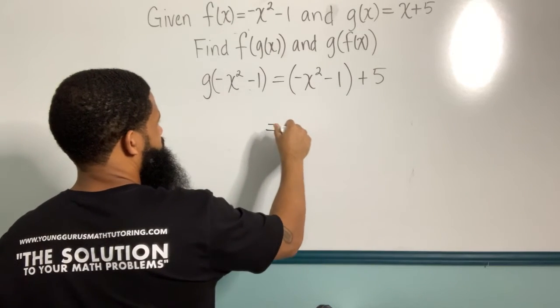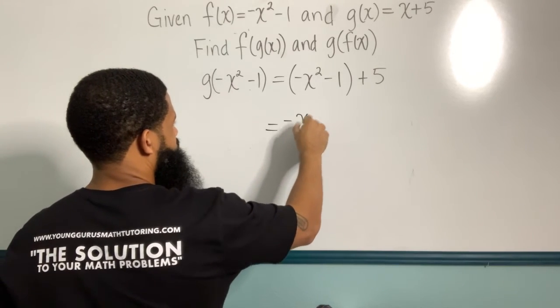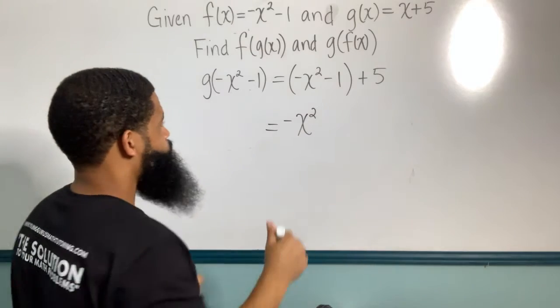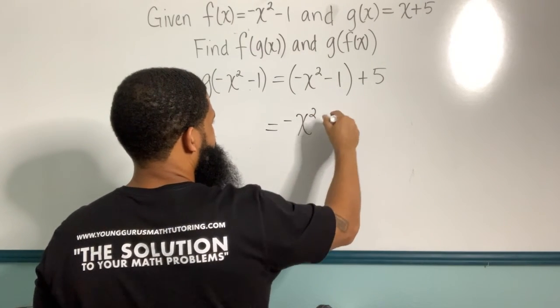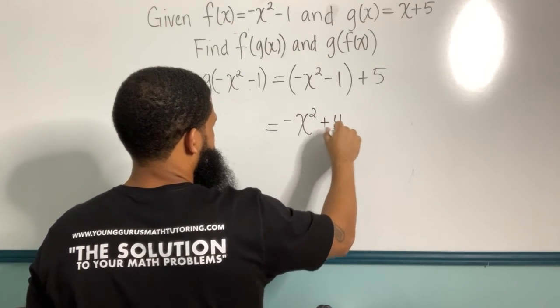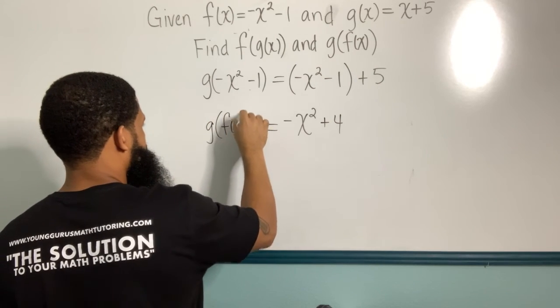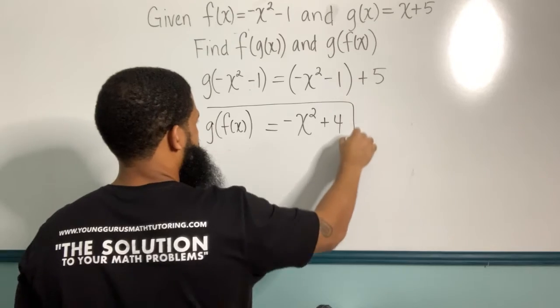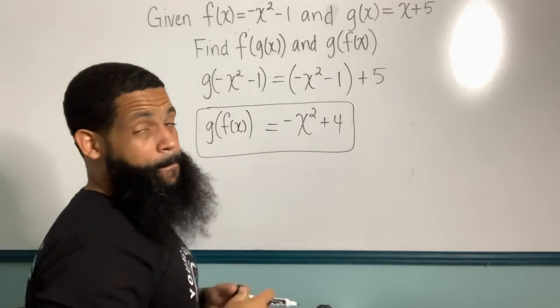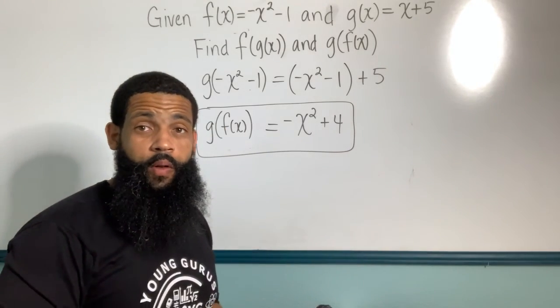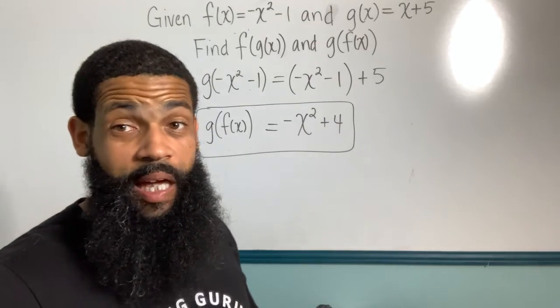So this one may be a little simpler. The negative x squared doesn't have a like term. So negative 1 plus 5 is 4. So g of f of x equals negative x squared plus 4. All right. And that's that.